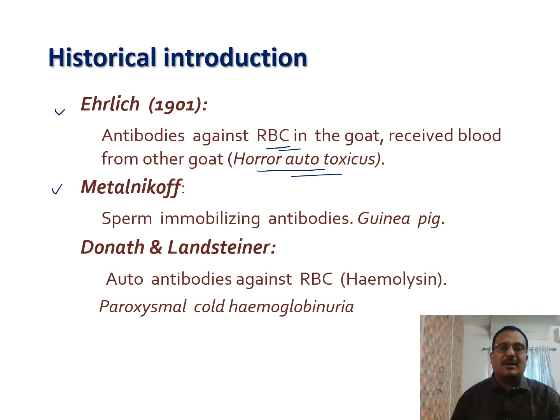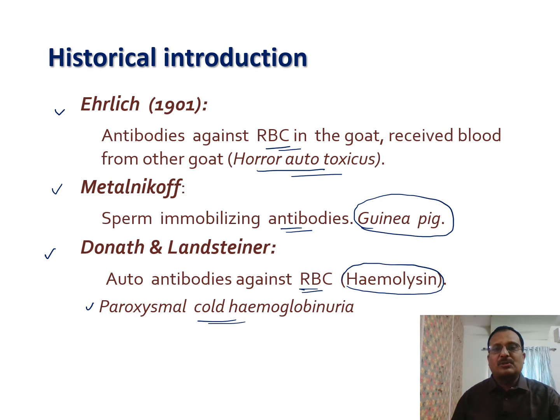Metalnikov demonstrated sperm immobilizing antibodies in the guinea pig. When spermatozoa obtained from a guinea pig were introduced into the same guinea pig, he demonstrated antibodies against the guinea pig's own spermatozoa. And Donath and Landsteiner identified autoantibodies against RBCs among people suffering with paroxysmal cold hemoglobinuria, and these autoantibodies against RBCs were named hemolysins. These are some of the historical aspects of autoimmunity.